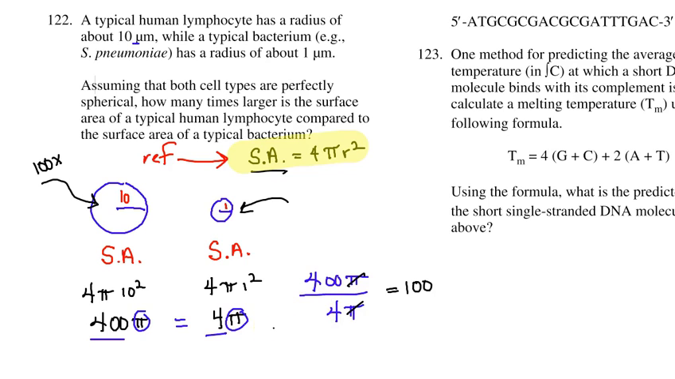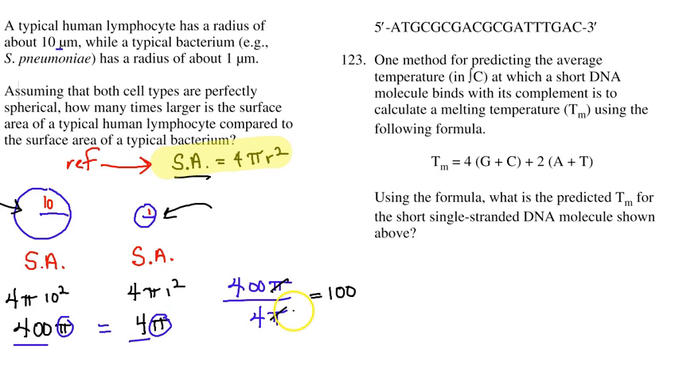Okay, moving on to number 123. This is a formula that looks strange to us. We have Tm equals 4 times G plus C plus 2 times A plus T. So they're giving us this foreign formula that you haven't seen, and they're basically saying, can you just follow it with some kind of biological connection? And the connection here is we have a strand of DNA with the appropriate nucleotides, and they want to predict the average temperature, and obviously there's some way to do that using the strands of DNA in this formula. So they want you to use the formula to find the predicted melting temperature for this single strand of DNA.